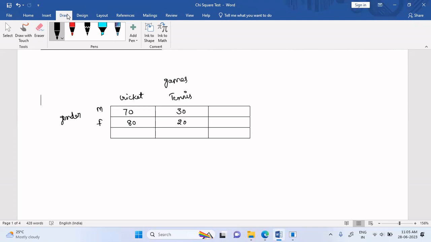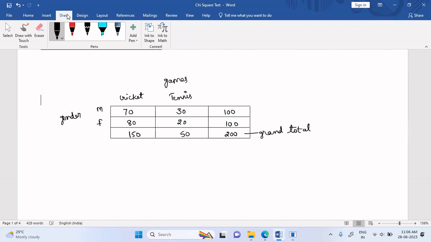So here the row total for males, 70 plus 30, gives 100. For females, the row total, 80 plus 20, gives 100. Coming to the column totals, 70 plus 80 gives 150 as the column total for cricket. 30 plus 20 gives 50 as the column total for tennis. Here 200 is the grand total. So this is the second step, constructing a contingency table.